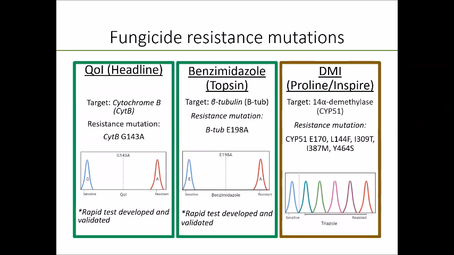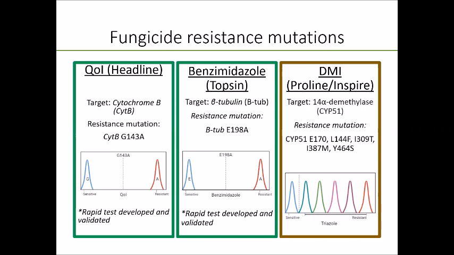And one of the useful things about the QOI and benzimidazole resistance systems is that both traits are almost binary in their resistance and sensitivity. If you have the mutation for resistance, you are resistant. There's no in between. There's no gray area here. It's black and white, sensitive or resistant. And the same thing is true of the topsin resistance. If you have the mutation for resistance, you are resistant, and if you don't, you are sensitive. So this is a really nice system to set up and validate these molecular tests.